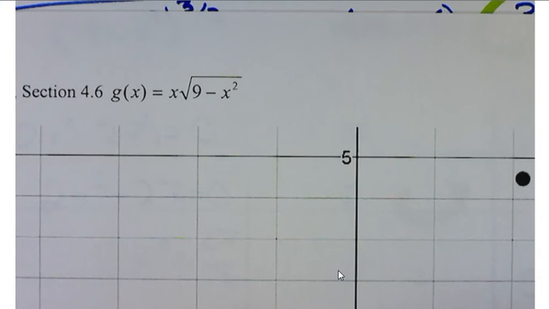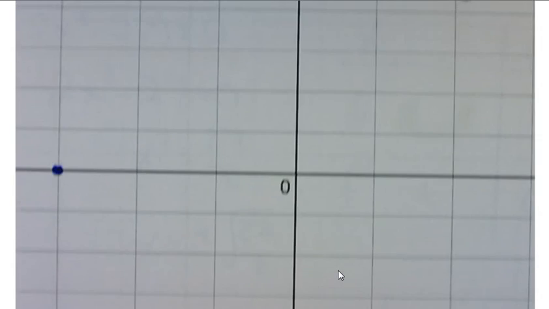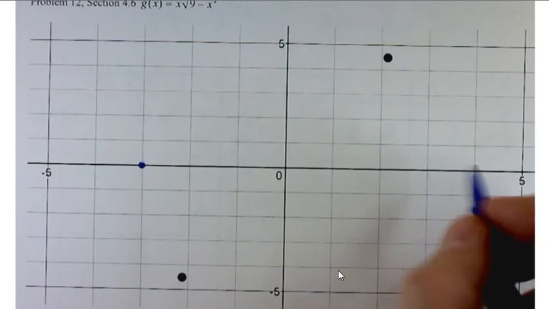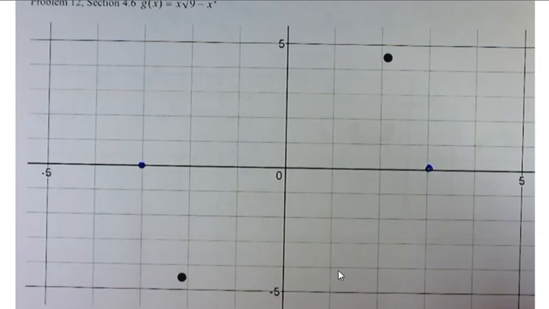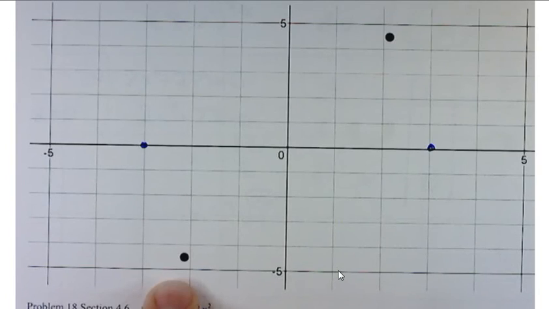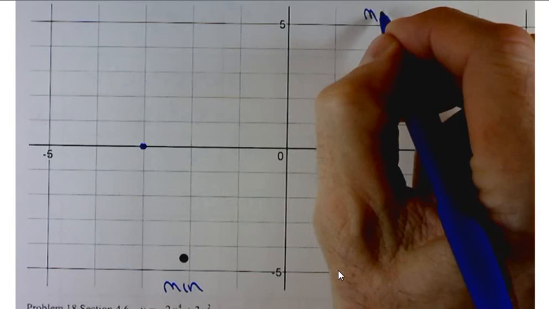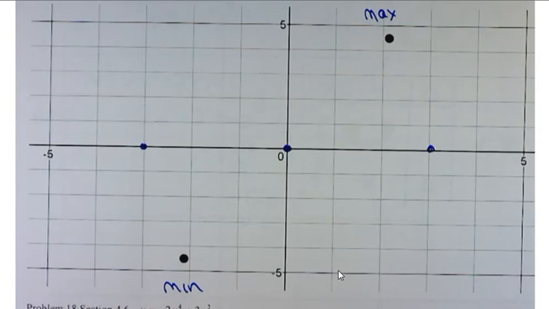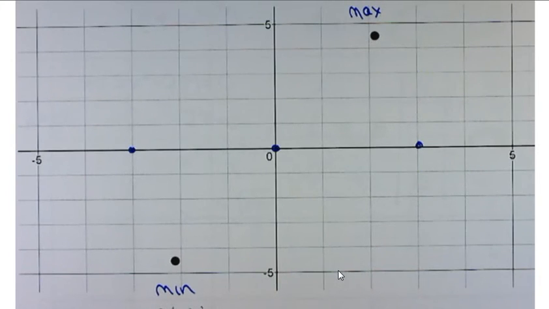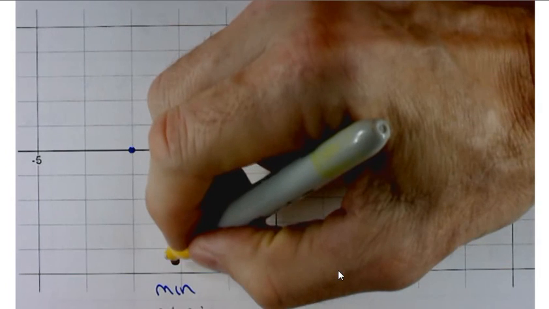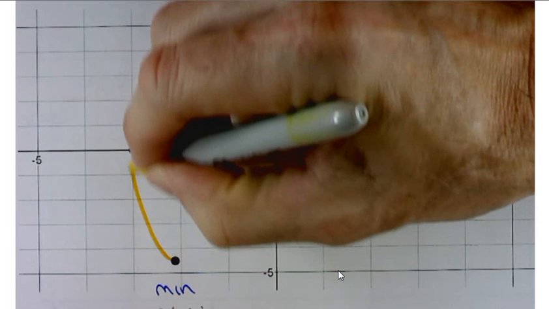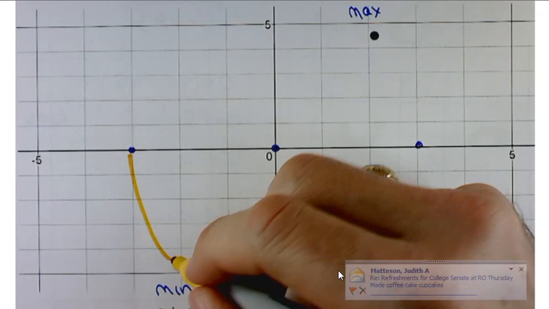At this point, we knew we had a minimum. At this point, we knew we had a maximum. At 0, which is another known point, we knew we had an inflection point. So the rest of this is just connecting the dots in between. So like this and like this. So the function's concave up in that area. And then over here, it's concave down.